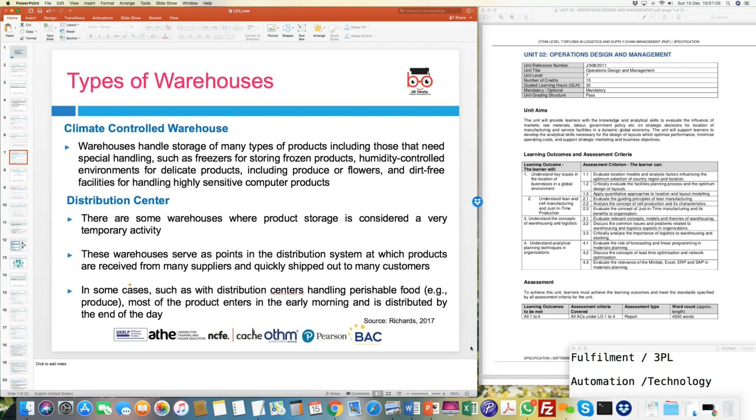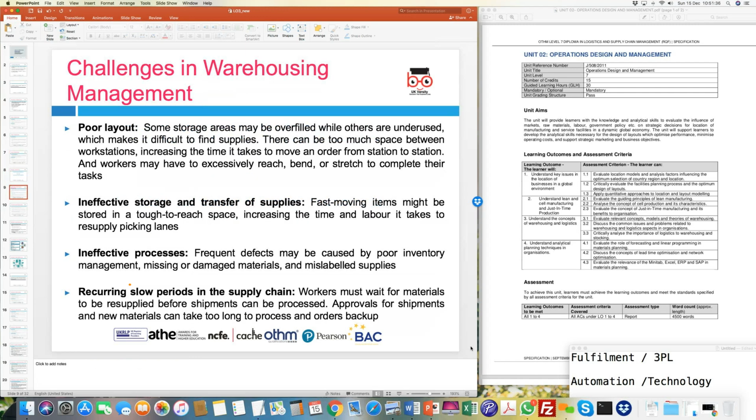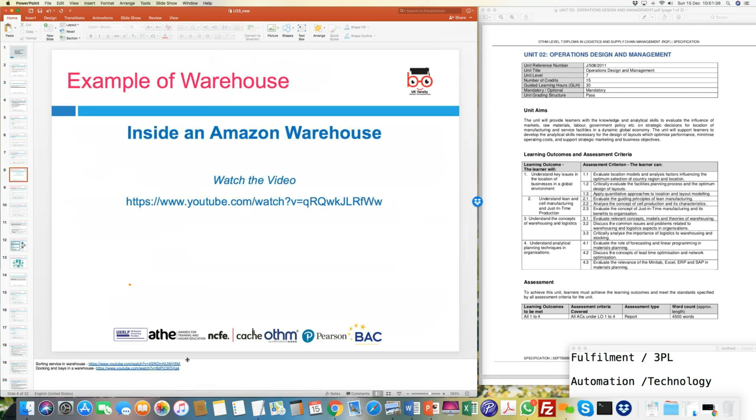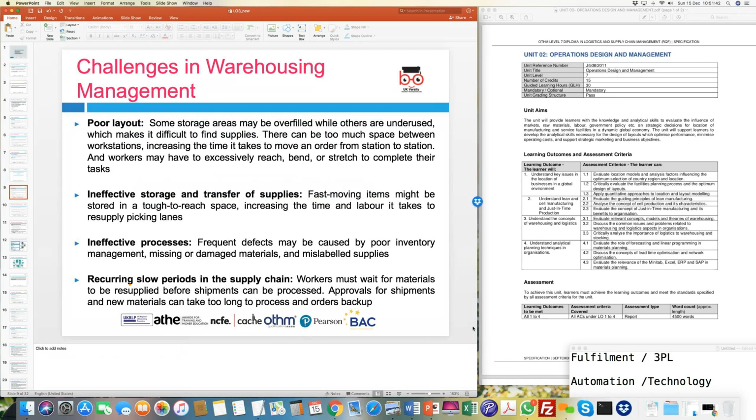So from that center, the products would then be shipped to either redistribution centers or fulfillment centers, but it is going to be primarily designated as a storage facility. So we've seen some of these videos, and the other videos that I've shown, what I've done is I've put them here in the speaker notes.